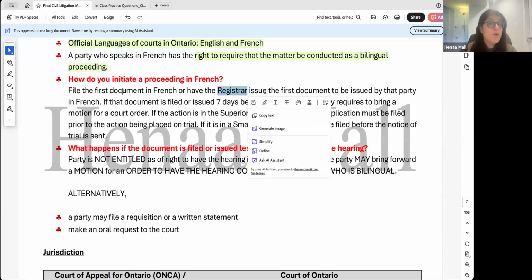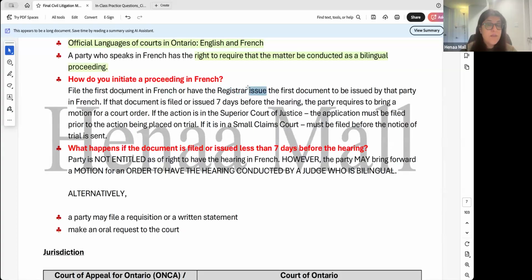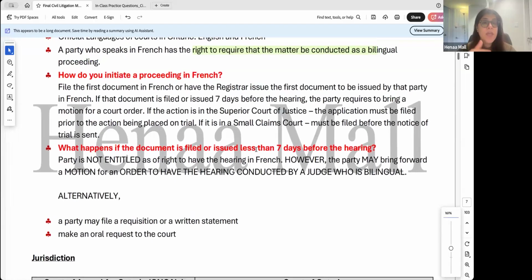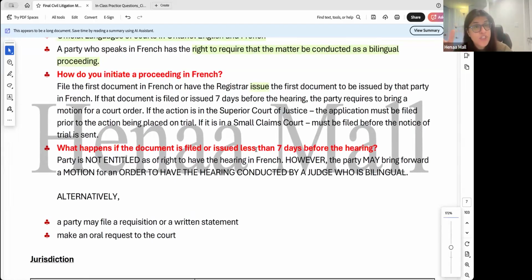We are going to talk about what is an originating process at a later stage to explain this to you in a much deeper fashion. If the document is filed or issued 7 days before the hearing, the party is required to bring a motion in the court saying that we need the hearing to be conducted in French.